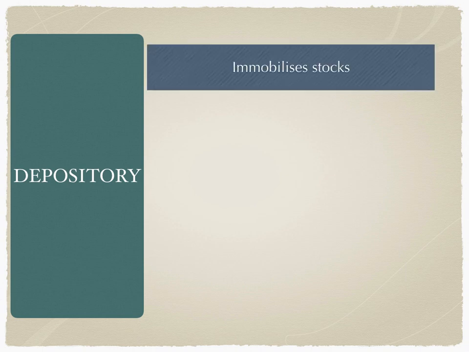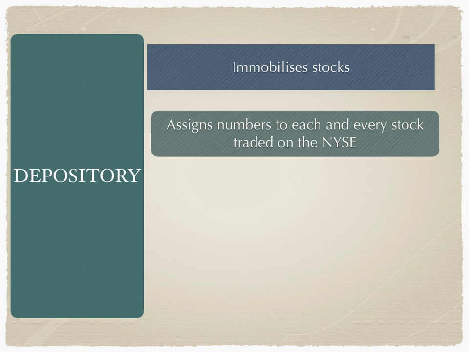Now let's analyze the role of a depository. The depository is an entity which is responsible for immobilizing the stocks. Physical stocks get immobilized at the depository, and they are assigned a new number to each and every stock that is traded on the New York Stock Exchange.